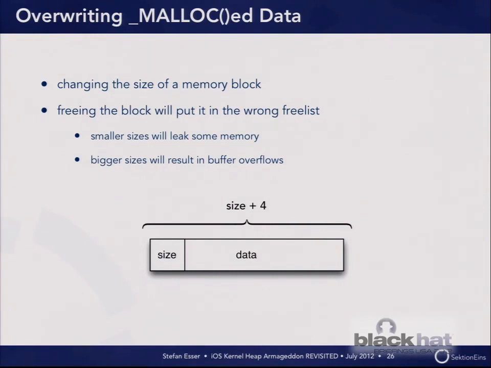And in the other case, if you write a bigger value in there, then the memory will return it to the wrong zone, which is expecting larger memory blocks than this actually is. So this means the next time this fake element in this bigger zone is returned, and the kernel writes into it, it's actually writing into a zone element that is supposed to be much smaller, and then you have a normal buffer overflow.